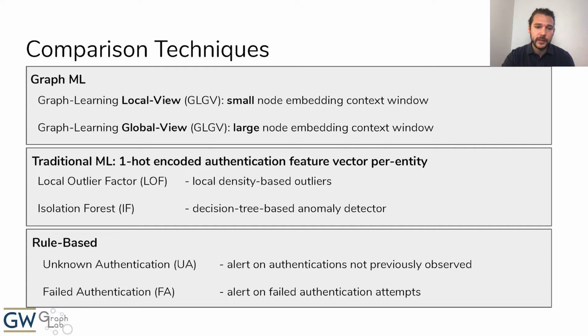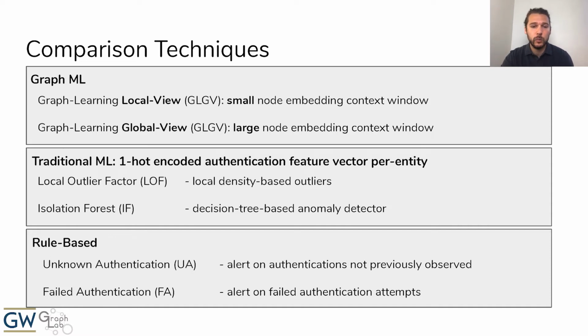In total, we tested 6 different techniques for detecting the labeled malicious authentication events. We tested 2 different graph learning techniques with a varying context window. The graph learning with local view has a small context window size, meaning the embedding process only considers context nodes within a small distance of the target node. Differently, the graph learning with global view has a larger context window, which means the node embedding process will consider nodes that occur in farther reaching areas of the graph.